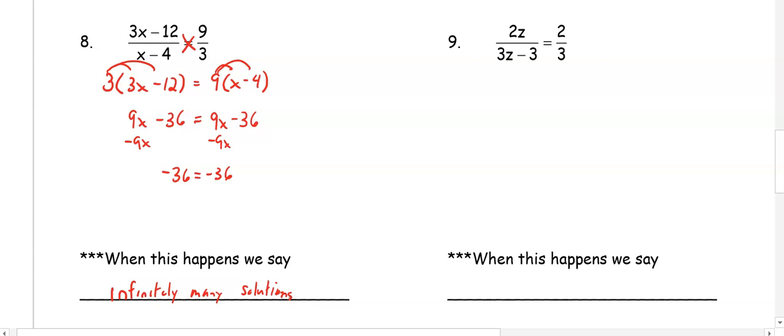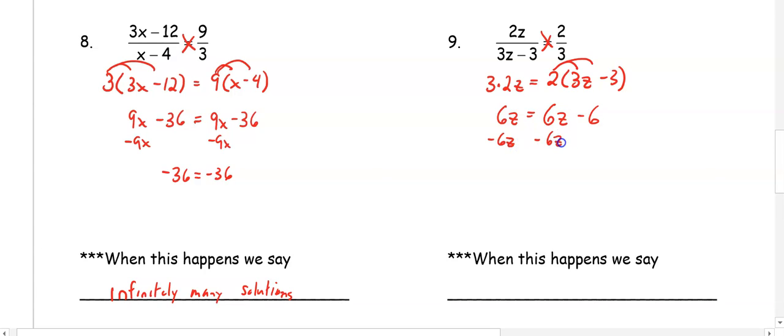In number 9, when we cross multiply, we have 3 times 2z is equal to 2 times parentheses 3z minus 3. So on the left-hand side, we get 6z equals. When we distribute on the right-hand side, we get 6z minus 6. Notice 6z is on both sides, so when we subtract 6z, we get 0 is equal to negative 6. That is not true, so remember when this happens, this is a no solution.